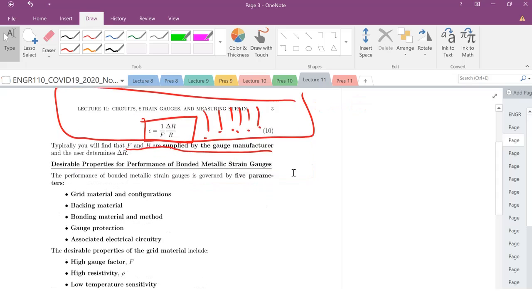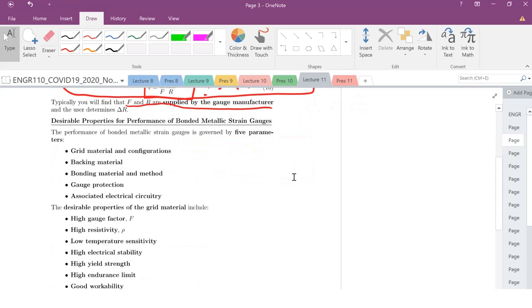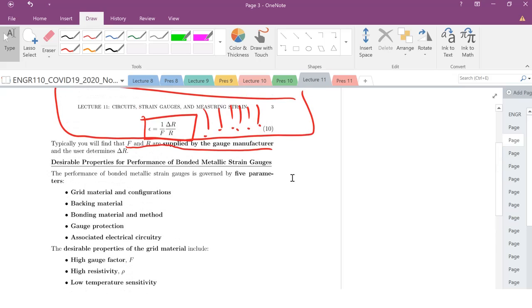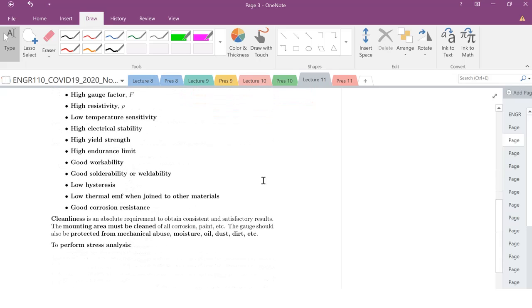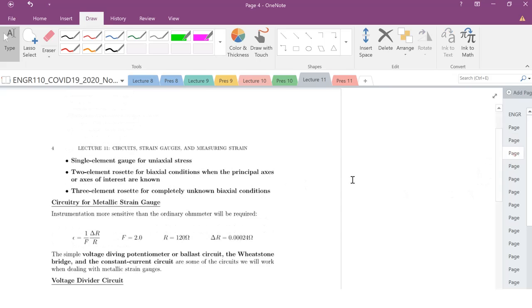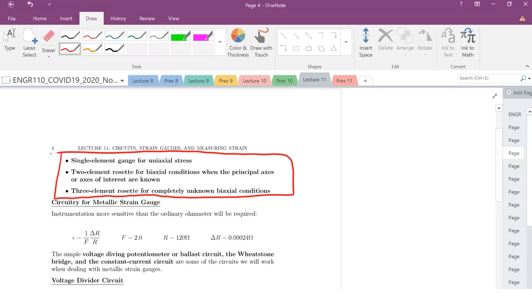That's it. So there's a lot in this lecture that we're going to skip over, but it's nice to read over. If you're working with strain gauges, here are some desirable properties when you're trying to select strain gauge materials. So you can read through this, especially if you're working with strain gauges, especially for senior projects. But we're going to highlight some of the big aspects that we're going to cover in this course. So we are going to deal with single element gauge for uniaxial stress, 2 element rosettes for biaxial conditions, and 3 element rosettes for completely unknown conditions.